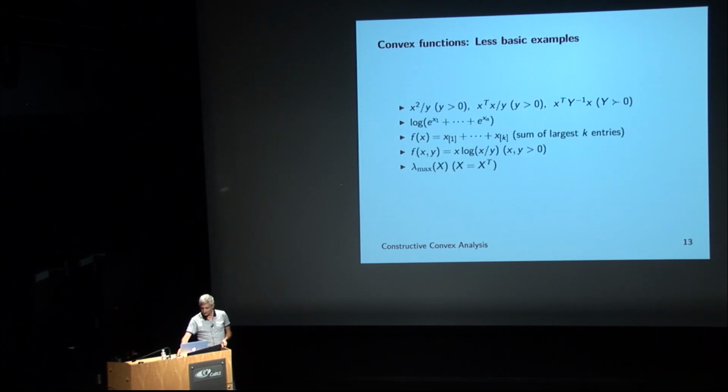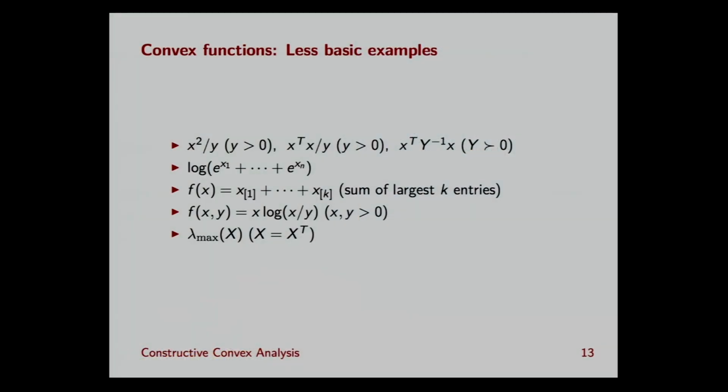Okay, these are things you should know, and now it's going to start getting interesting. So here are functions that you might not know. Here's one, x squared over y, 2 variables, y is positive. That's actually the simplest convex function that most people don't know. It is not remotely obvious that it's convex, right? I mean, bits and pieces are.